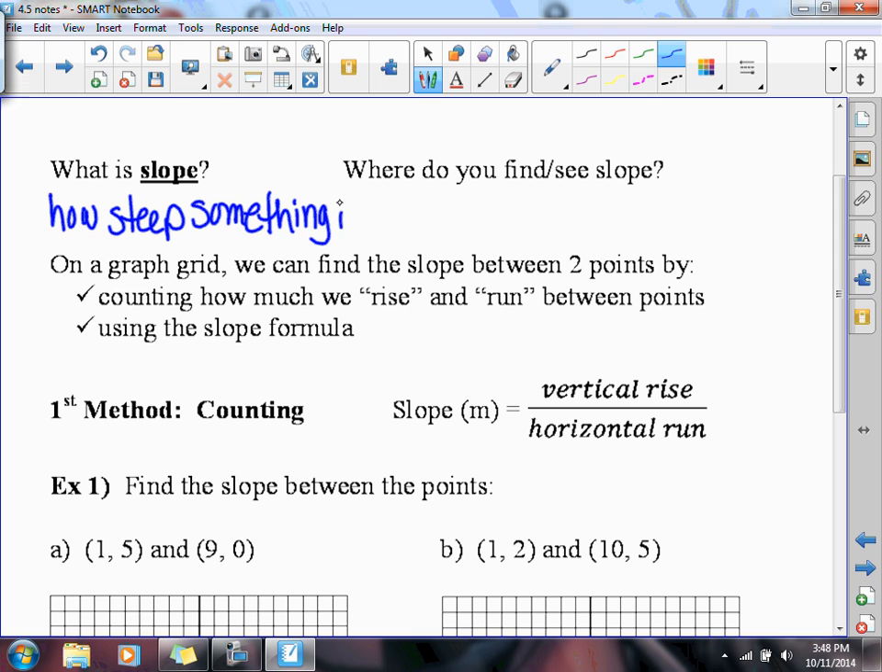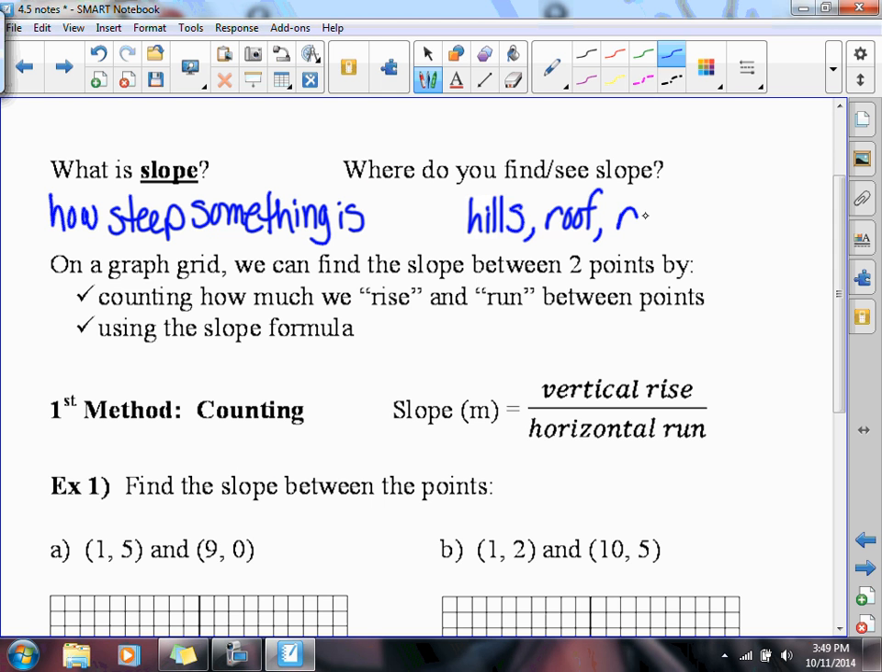And you can see slope out in the real world in all kinds of places. You can see it in hills. If you think of skiing, you could think of it in roofs. Some people are having their roofs repaired from hail damage, so some people have steeper roofs than others. Some buildings have completely flat roofs, like the school.